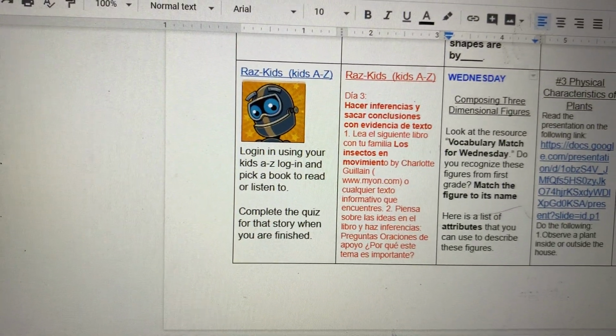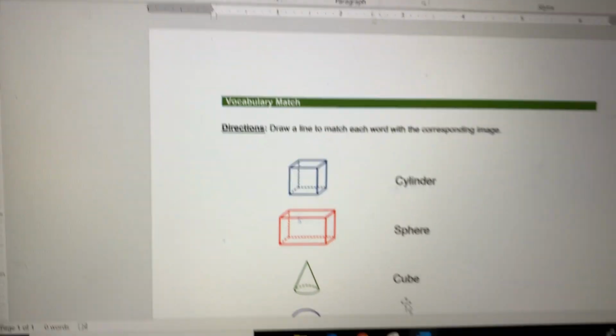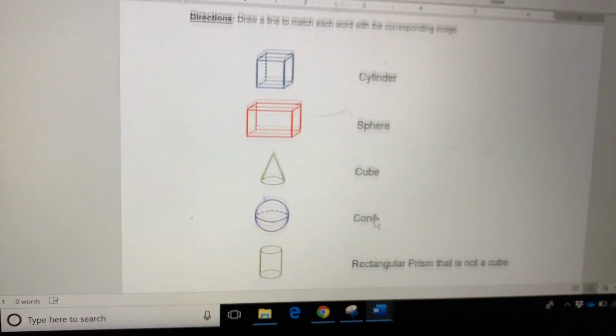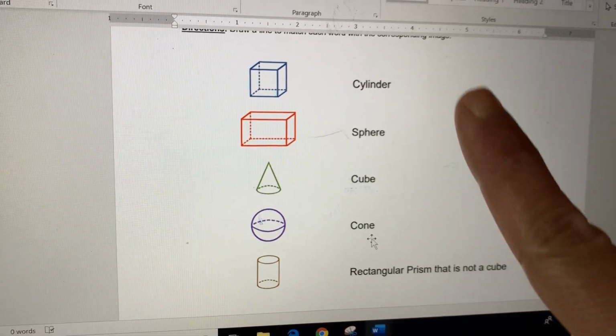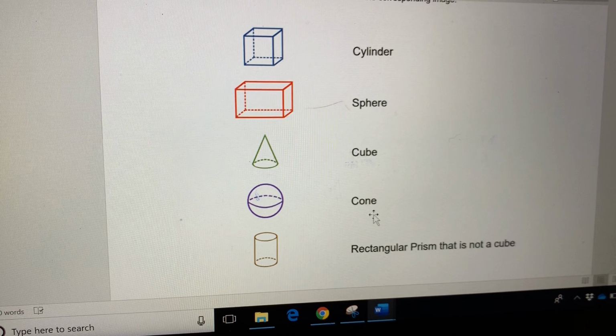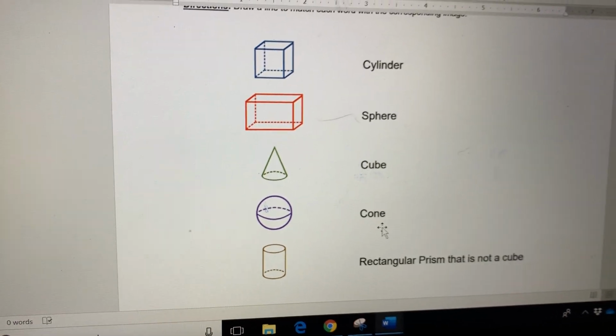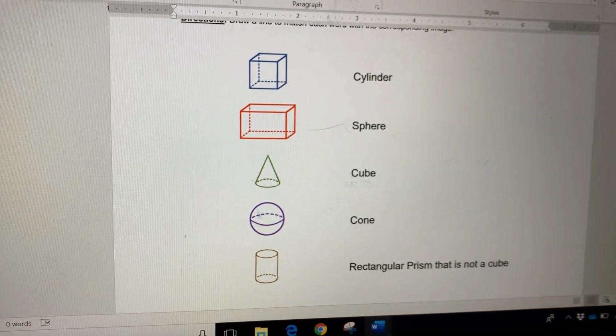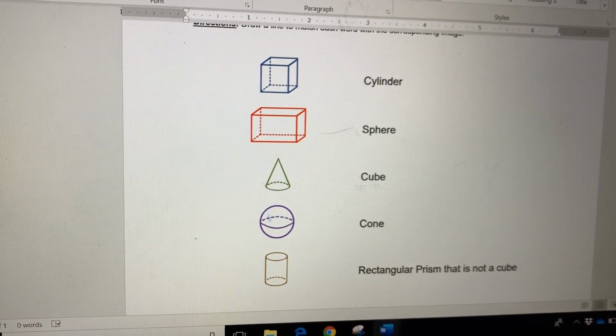That piece of paper is going to look like this, okay? So all you have to do is just draw a line. So you have to find me a cylinder, draw a line to it, a sphere, a cube, a cone, and a rectangular prism. That is not a cube, okay? So just practice with that and turn it into Miss Petru.